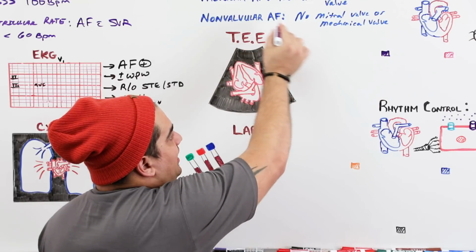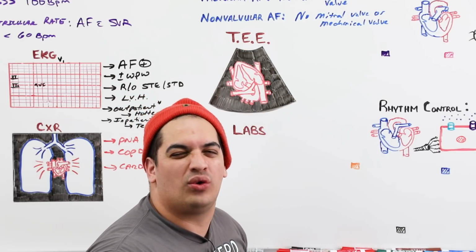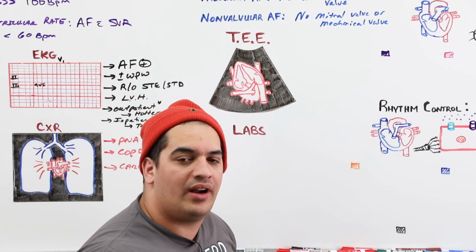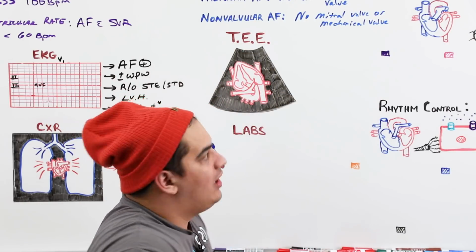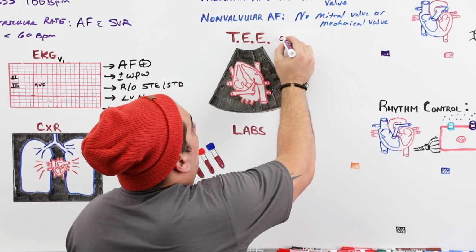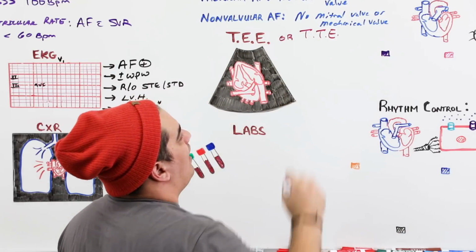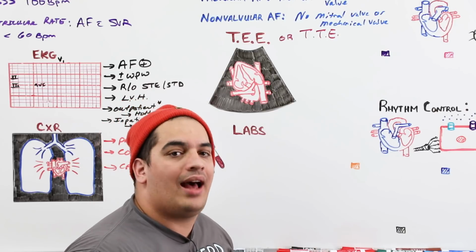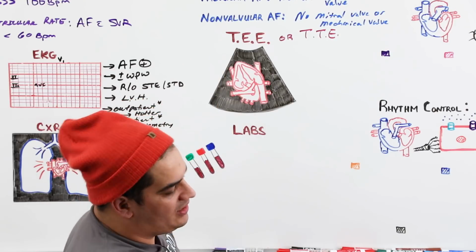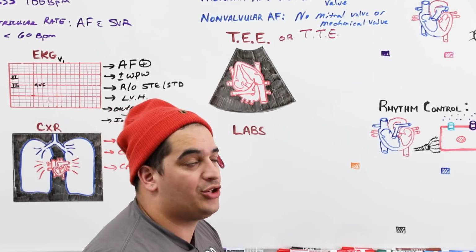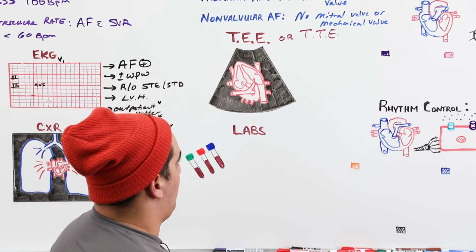Now, I put TEE here. It's kind of like our gold standard if you really wanted to get an echo there. A TEE is actually going to be best, but you could get a TEE or you could get a TTE, so a transthoracic echocardiogram. It doesn't really matter. They're both pretty good. Sometimes a TEE is a little bit better at picking up something within the atria, but either way, you can get a TTE as well.